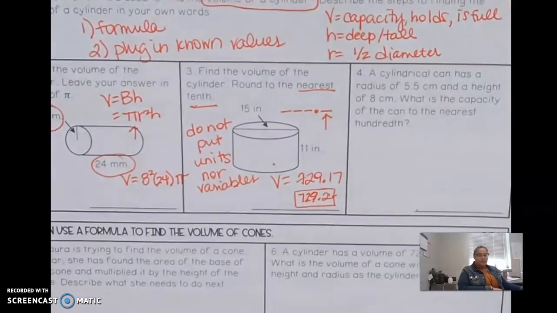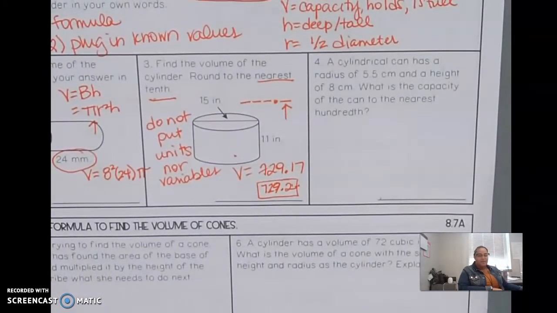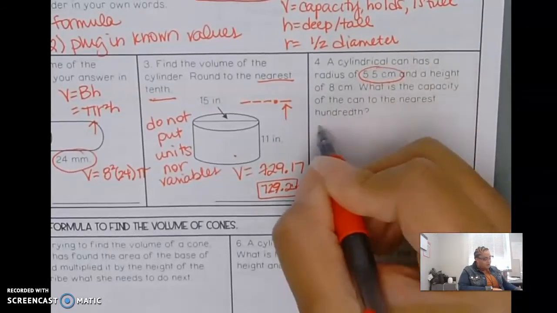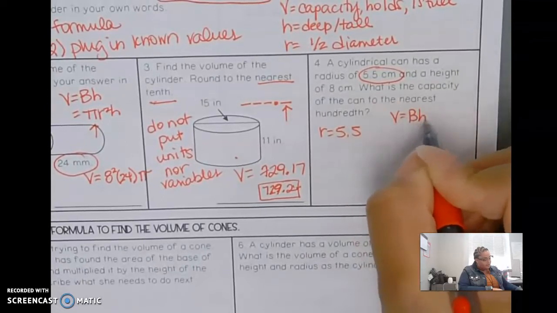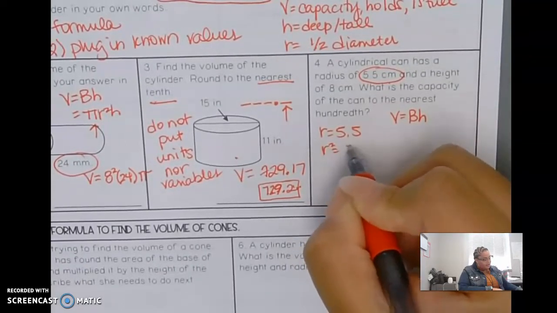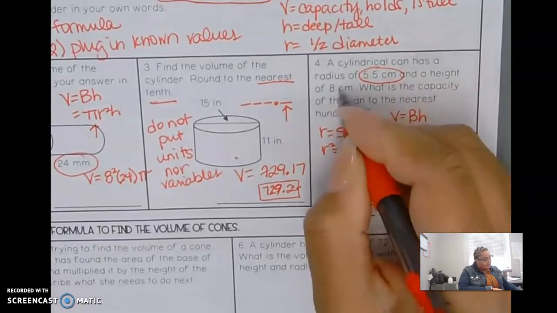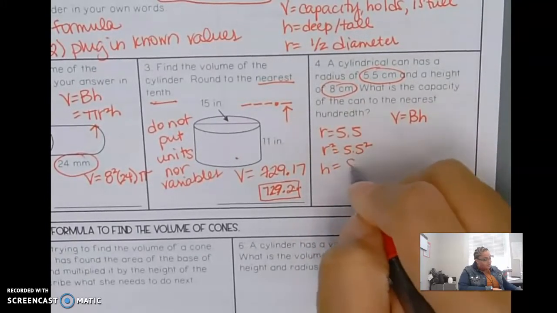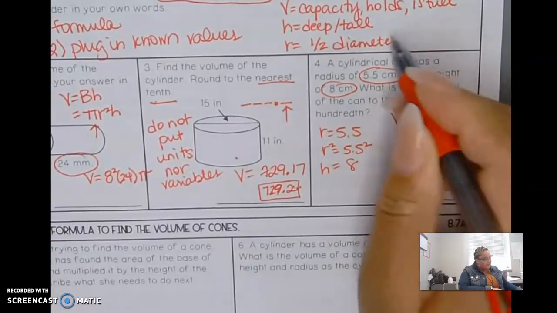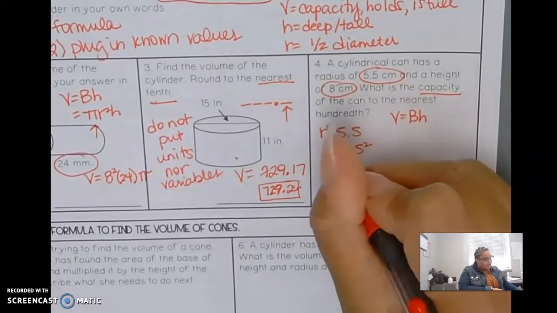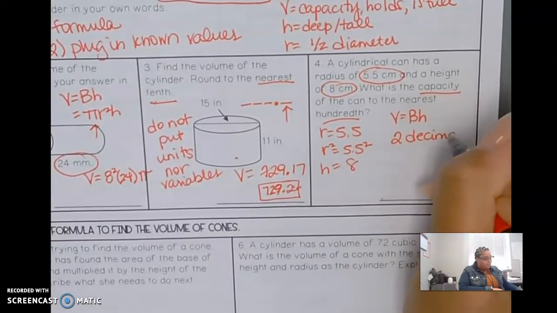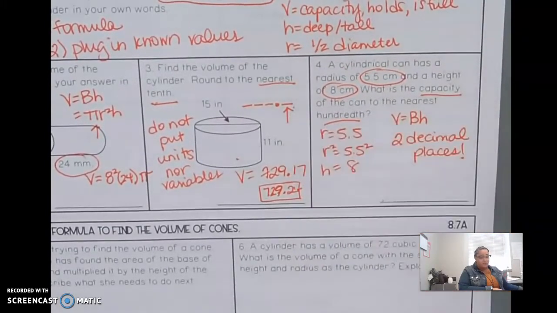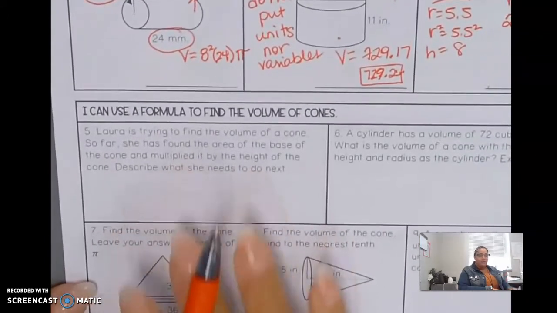Number 4, a cylindrical can has a radius of 5.5 centimeters. So there's my R. And it's a cylinder, so V equals big BH. So R squared, I need to calculate 5.5 squared. And a height of 8, so H is 8. What is the capacity? That is volume of the can to the nearest hundredth. So this is 2 decimal places. You're writing 2 decimal places here. This one only has 1. Moving on to number 5.